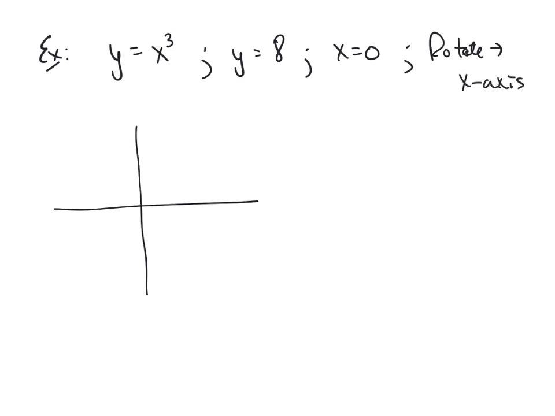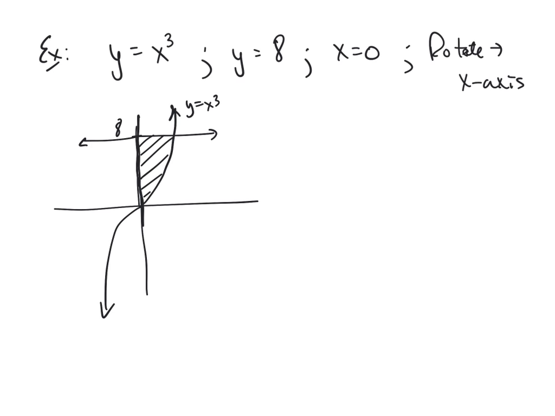Y equals x cubed is just our basic cubic curve. Y equals 8 is just a horizontal line through 8. And x equals 0 is just a vertical line through 0. So the two-dimensional region that we create then is that one. All right, it's going to be that region.